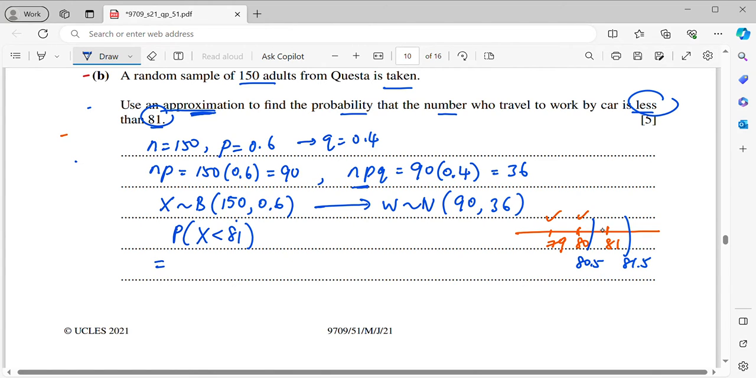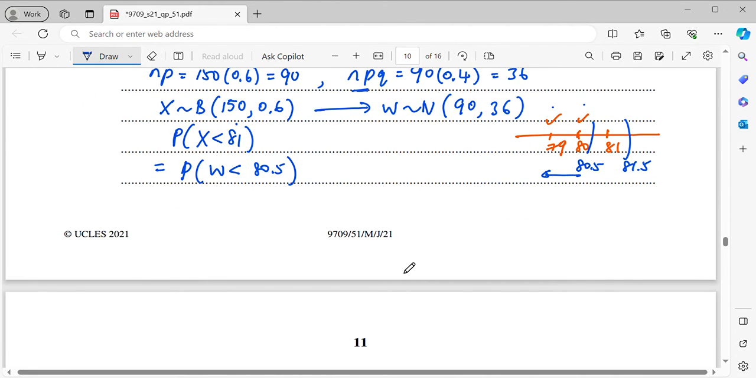So now I will just copy this less than, but I change the X to W, then less than. Now in order to include all these ticks, I should choose less than 80.5. Okay, then from here, once I have converted it to W, that means I have to refer to the normal distribution, which means now I need to standardize it.